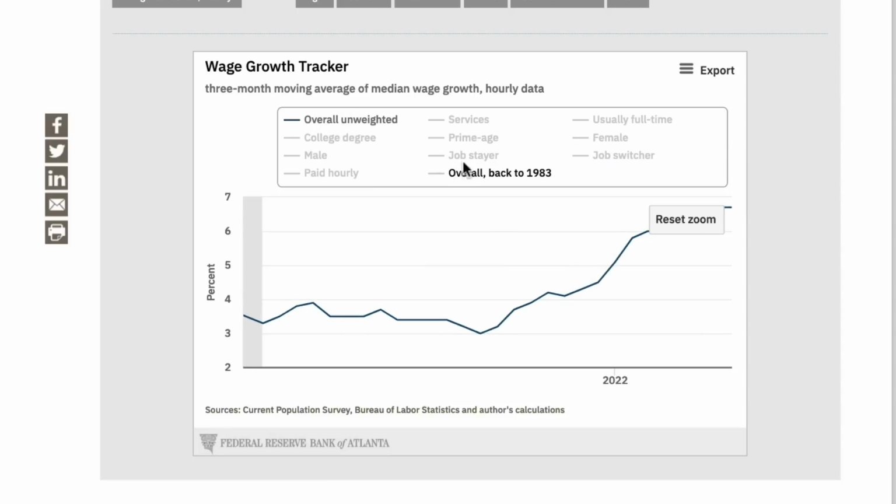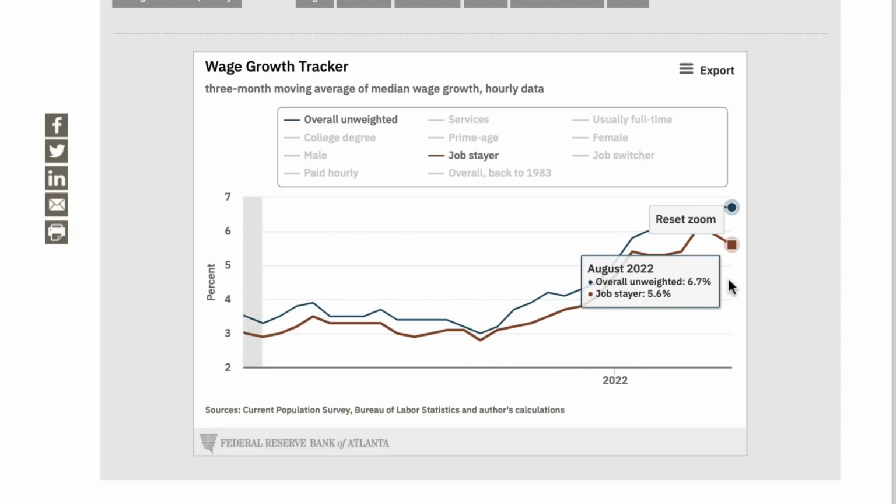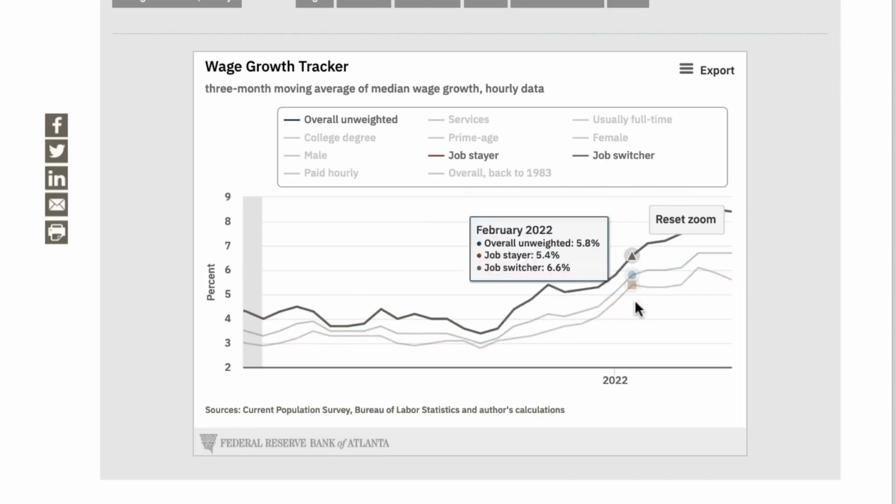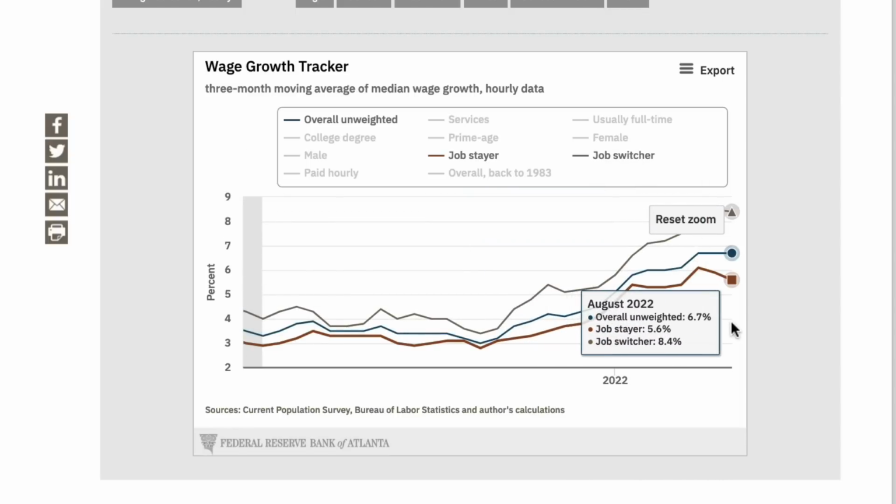And then you could break it down, right? Let's go back to the, where are we? Paid hourly overall job stayer, which is 5.6, overall 6.7. There's our job switcher up here. Look at that for switching jobs, 8.4. That's why you have a quits rate that's still over 4.3 million. This is why companies are having a hard time keeping employees, because job stayers on average are getting 5.6% wage growth. Overall we're at 6.7, but job switchers are getting 8.4. So if you can switch, you switch.